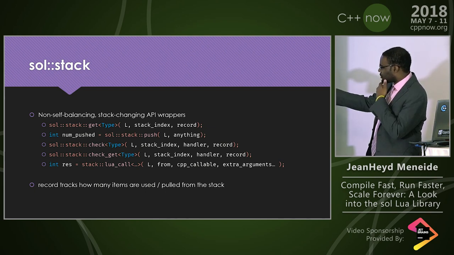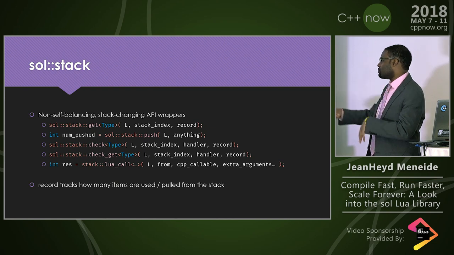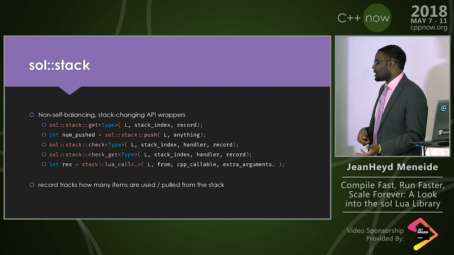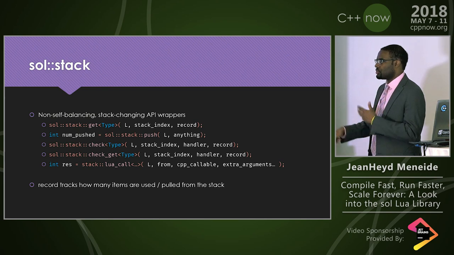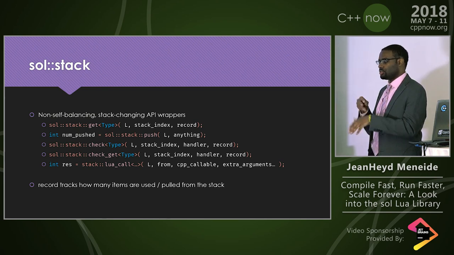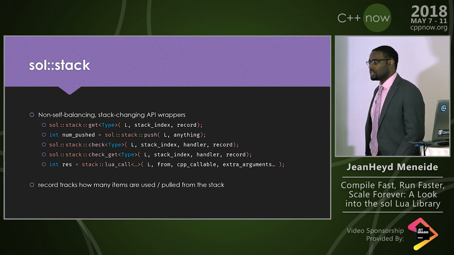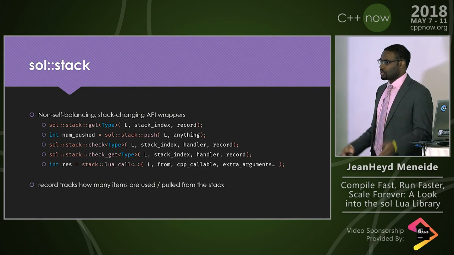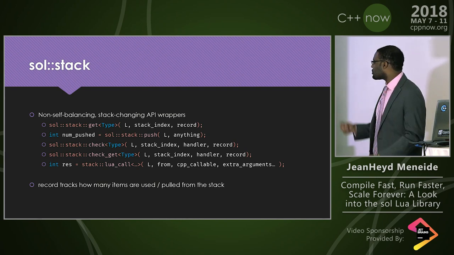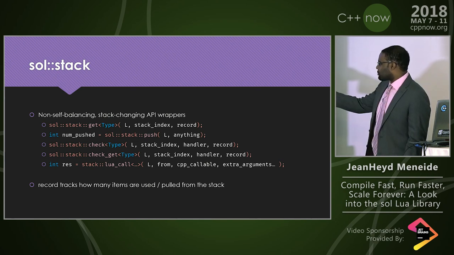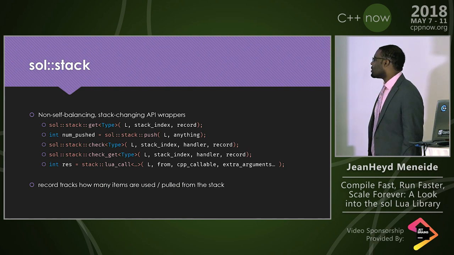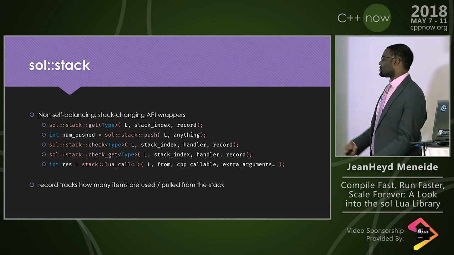And the handler parameter here is like a panic handler that we call if we do a check and it's wrong. And we just call your handler, right? And so if you're using this low-level API, this allows you to insert your own error handling, right? So if you want to throw, you can throw. If you want to std::terminate, you can terminate. Stuff like that. And of course, you don't have to pass all of these. Things like the record and the handler, we default for you, so you don't have to worry about it. But if you do, you have access to it.